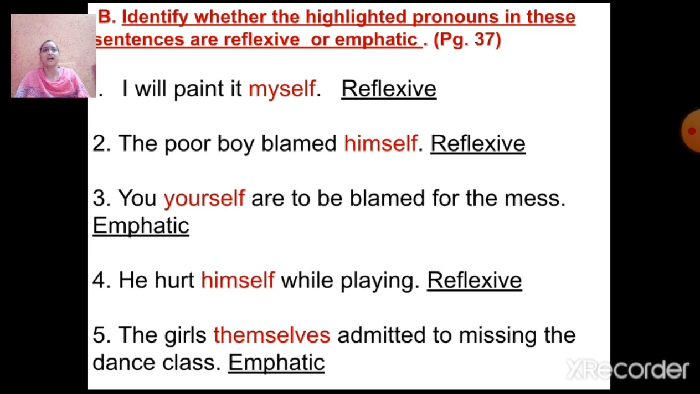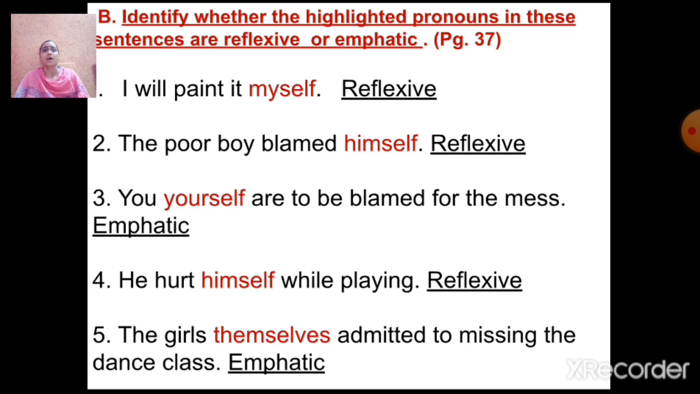Identify whether the highlighted pronouns in these sentences are reflexive or emphatic. Now the first one, I will paint it myself. Now here the subject I is also the object of the verb, right? So it is reflexive. Then the next one, the poor boy blamed himself. Now this is again reflexive.